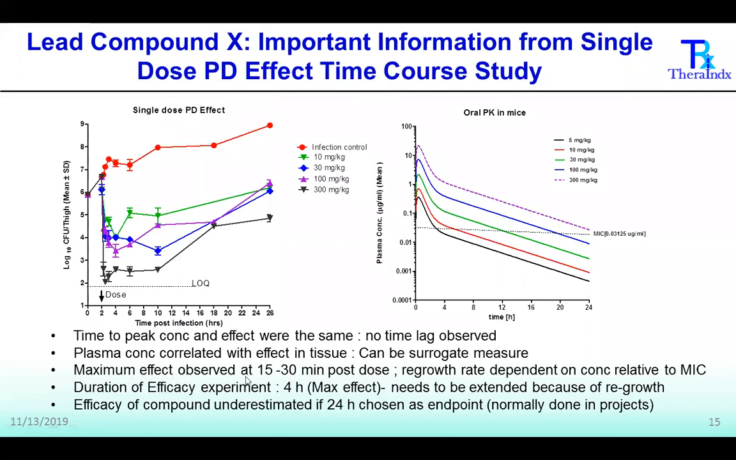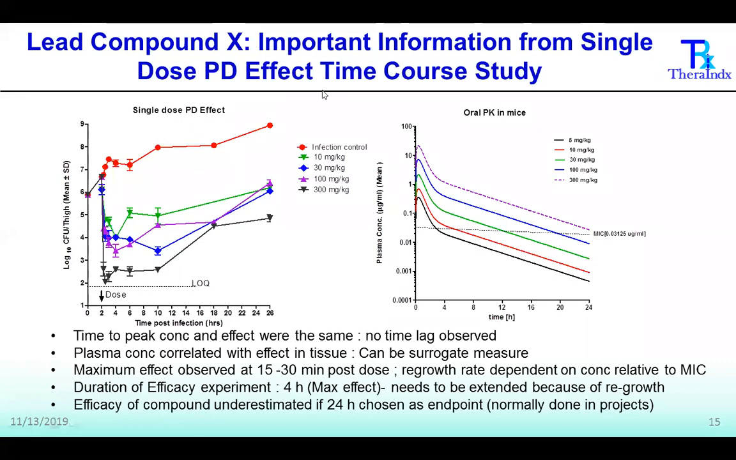With the maximum effect observed at 15 to 30 minutes post-dose, it's clear that the regrowth rate is dependent on the time for which the concentrations exceed the MIC. As the time above MIC increases, the time to regrow is also longer. The duration of the specific experiment could be fixed at 4 hours because we see a maximum effect at 4 hours. However, we need to extend it simply because there is regrowth observed. If the bacteria were wiped out and did not regrow, then the duration of the experiment would be just 4 hours.